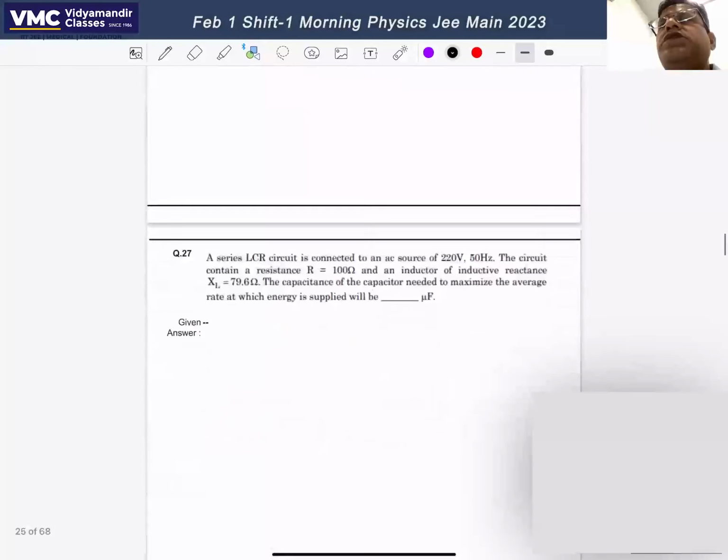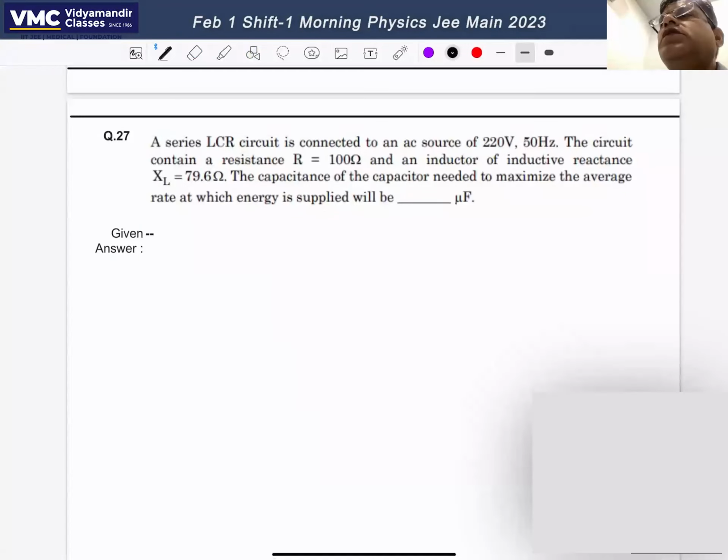Question number 27. A series LCR circuit is connected to an AC source of 220 volt, 50 Hz. The circuit contains a resistance R equal to 100 ohm and an inductor with inductive reactance XL equal to 79.6 ohm. The capacitance of the capacitor needed to maximize the average rate at which energy is supplied will be, in microfarad?